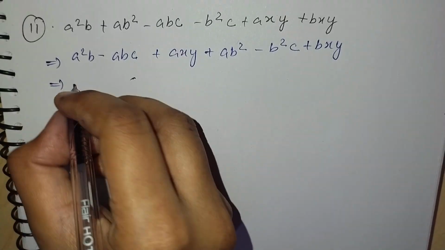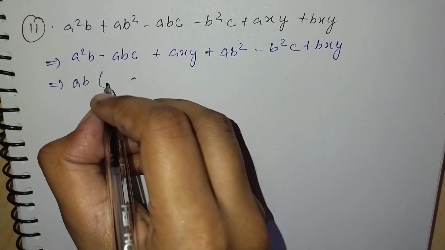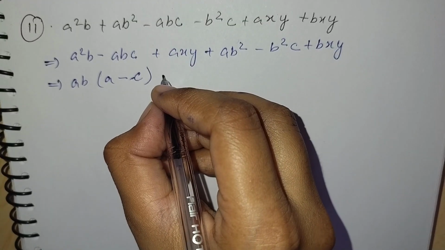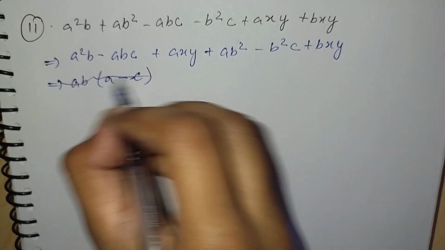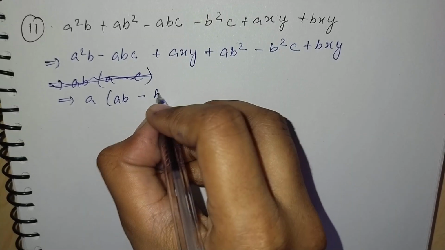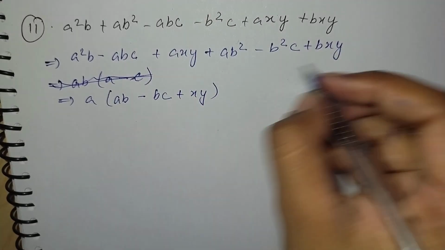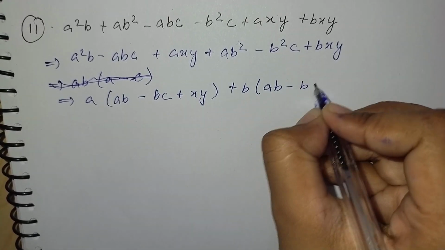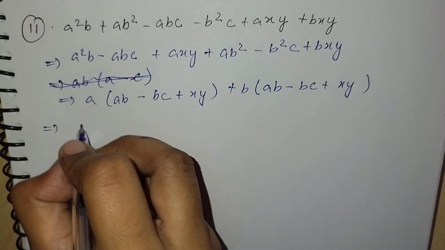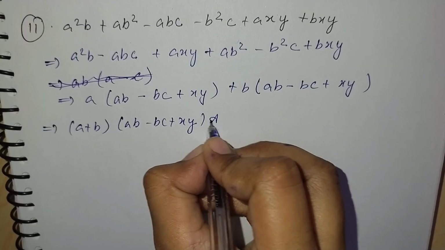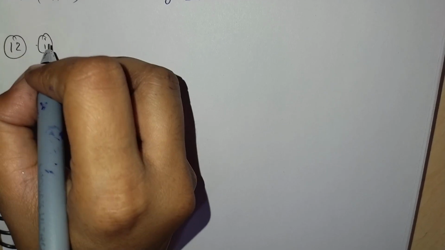Now we will take common from here. We will take ab from here. So a minus c. Now from here we will take common as a only. So we will get ab minus bc plus xy. From here we will take common b. So plus b, ab minus bc plus xy. Here we can write it as a plus b and ab minus bc plus xy as the answer here in this question. Now let us solve the 12th question, first part.